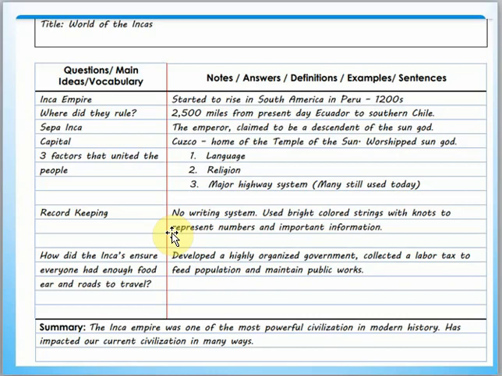These points, they have just mentioned three factors in the Q column, and in the notes they have mentioned three points. Similarly, you can see the remaining points: Q's on the left side and facts on the right side. So at the bottom you can see the summary they have given. The Inca Empire was the most powerful civilization in modern history, and has impacted our current civilization in many ways. So when you see this at exam time, it will be beneficial for you to understand it easily.